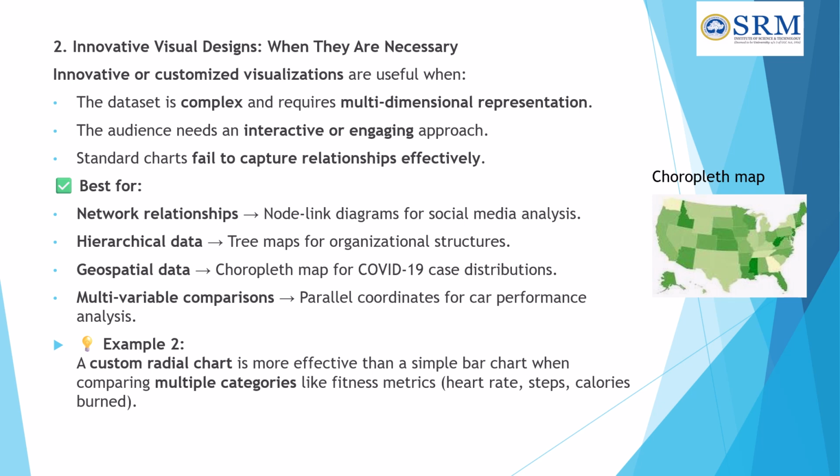For example, node link diagrams are great for showing social media connections. Tree maps help explain organizational structures. Heat maps are perfect for mapping COVID-19 cases across regions. Another example is a radial chart that compares many fitness metrics like heart rate, steps, and calories burned better than simple bar graphs because it shows all categories in one clear view.